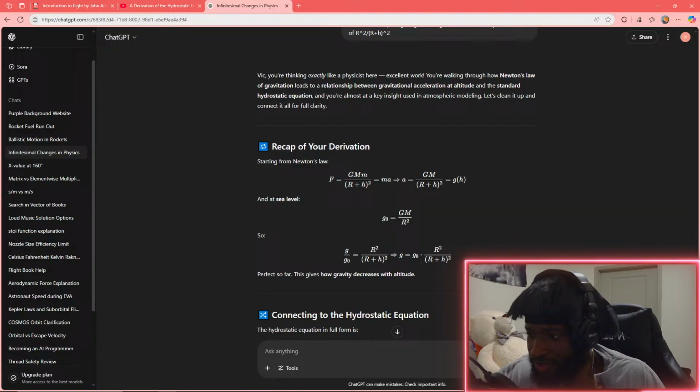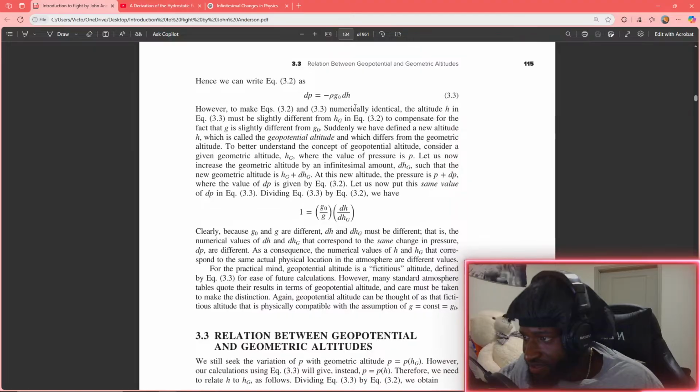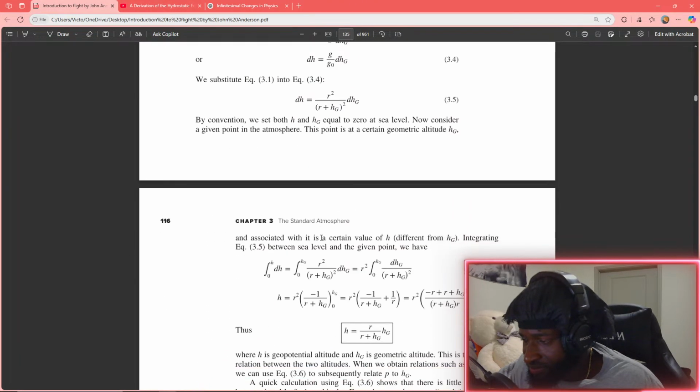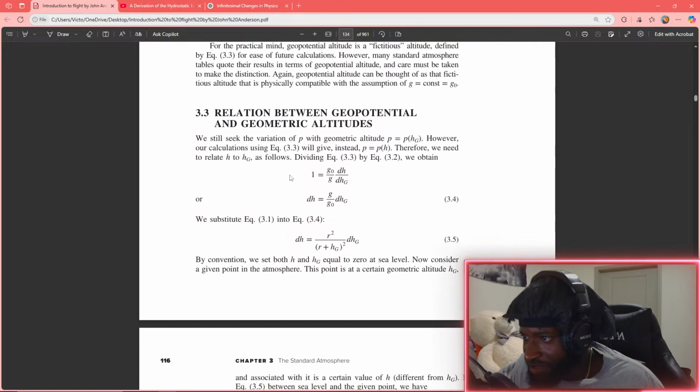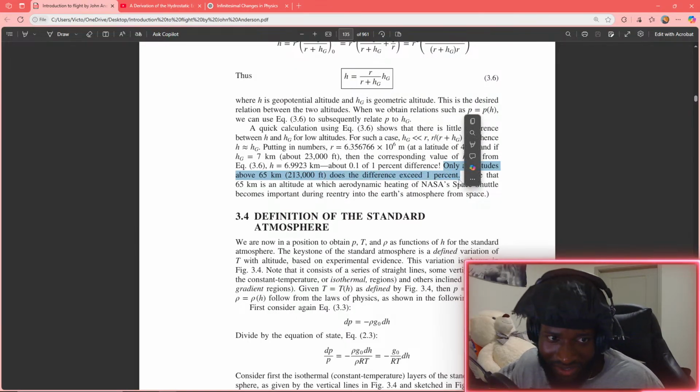You mean the difference between absolute altitude and geometric altitude? Yeah. But like they were saying in the book, the difference is minimal, except when you're above 300,000 feet, I believe. It's less than 10% up here, and it becomes just about 1%. Yeah, so only at altitudes above 213,000 feet does the difference actually exceed 1%.